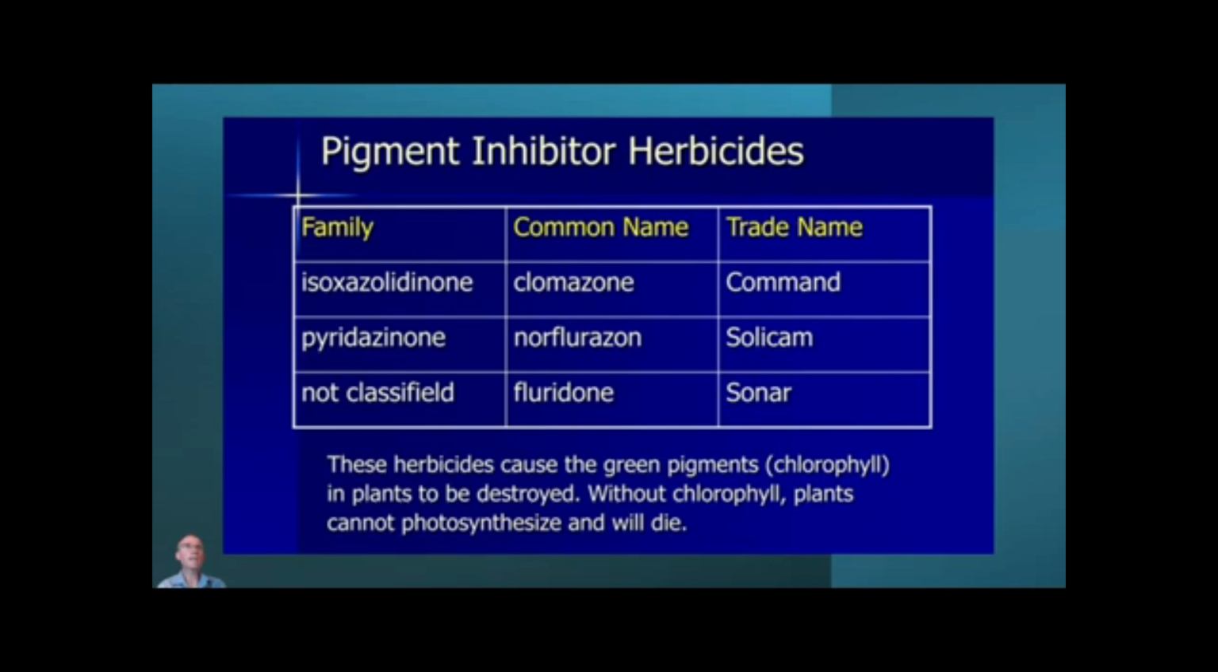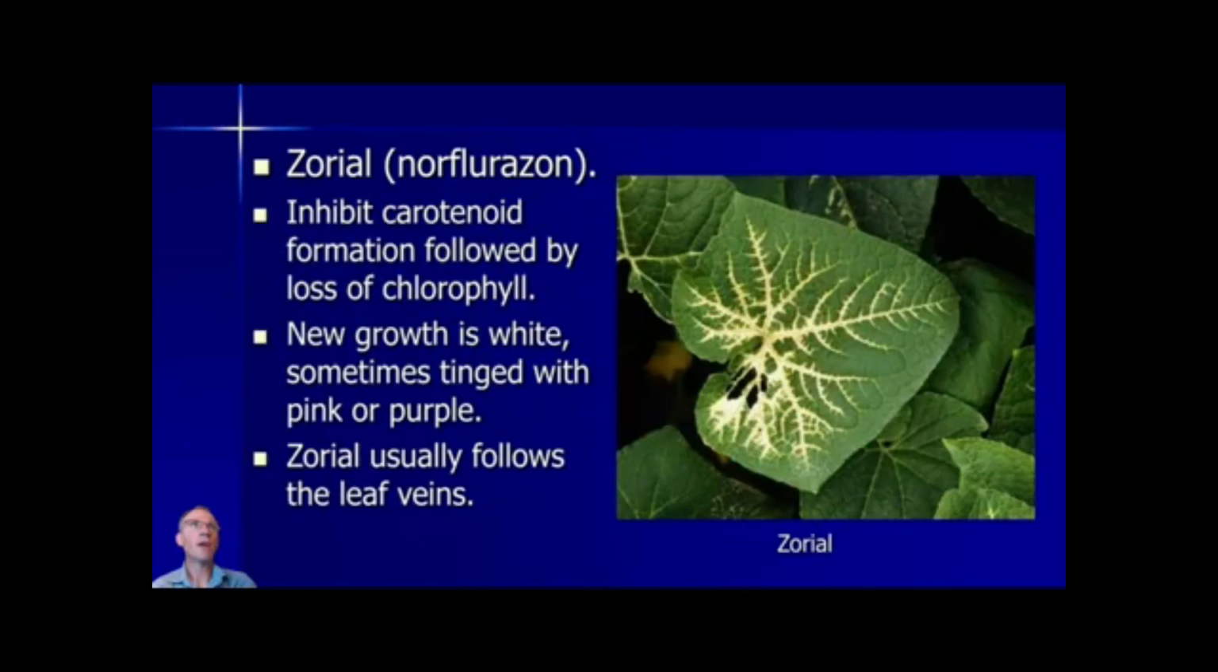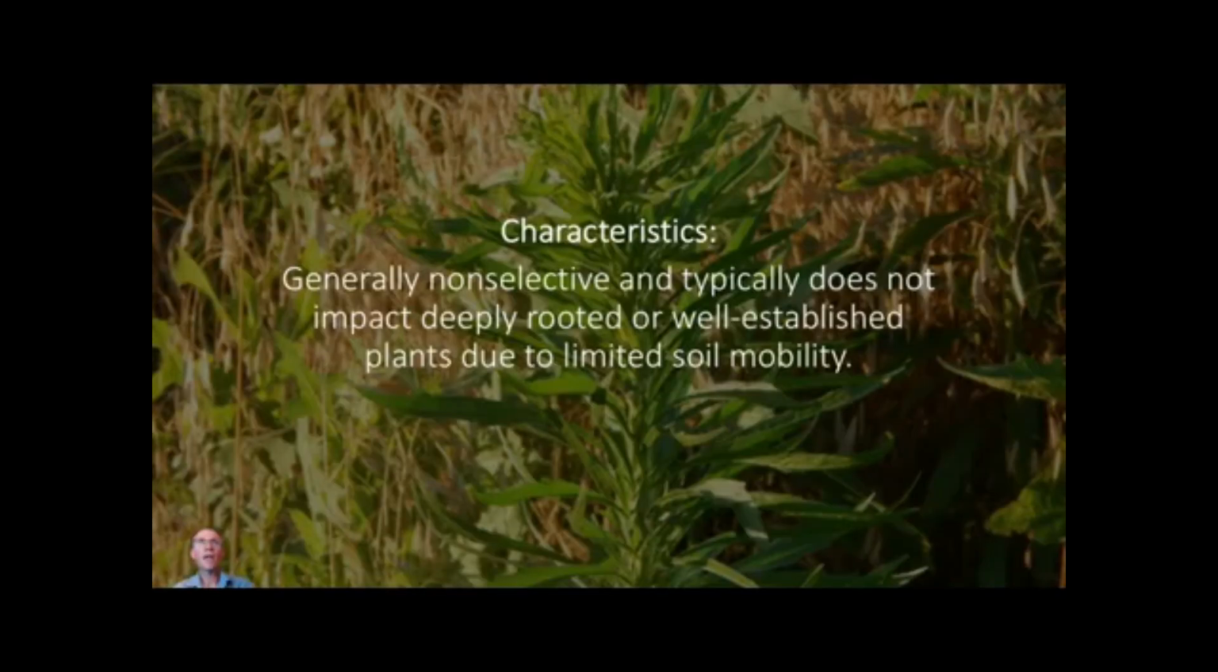These herbicides cause the green pigment, chlorophyll, in plants to be destroyed. Without chlorophyll, plants cannot photosynthesize and will die. Zorial, norflurazon, inhibit carotenoid formation, followed by loss of chlorophyll. New growth is white, sometimes tinged with pink or purple. Zorial usually follows the leaf veins. Characteristics: generally non-selective, and typically does not impact deeply rooted or well-established plants due to limited soil mobility.